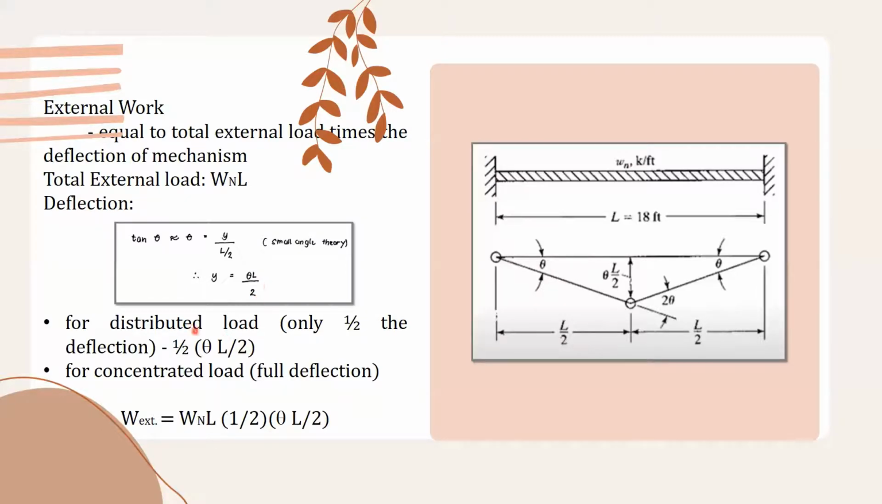For distributed load, dito, only 1/2 ng deflection lang. So, 1/2 theta L over 2 yung ginagamit pag distributed load. Pag concentrated load naman, full deflection. So, para sa figure natin na to, yung W external or work external is equals to W sub N L times 1/2 ng deflection na theta L over 2.